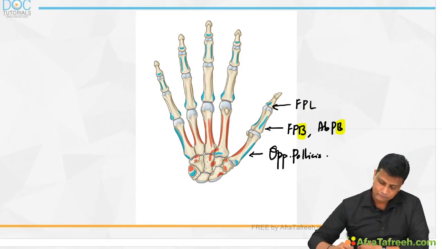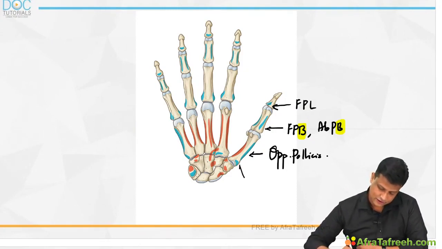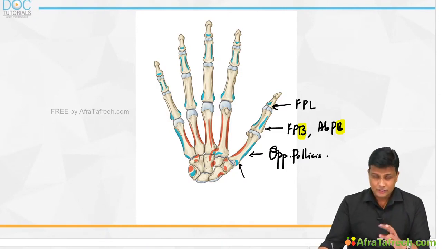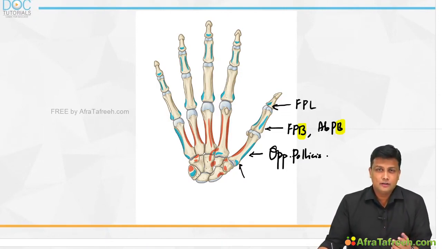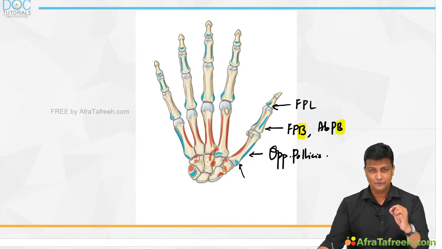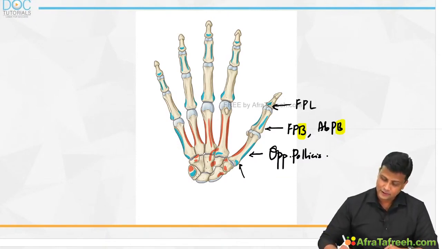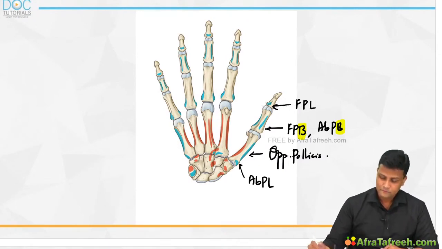Then what about the base? Yes, this was the confusion, as I told you. This was the question given in the INI-CET recently. Some of the students recalled that the arrow mark was on the shaft, and some recalled that the arrow mark was on the base. So if it is marked at the base, remember, it will be the abductor pollicis longus.